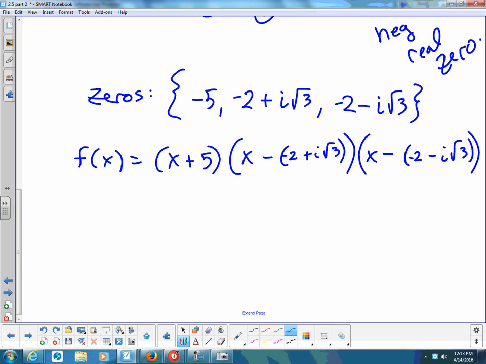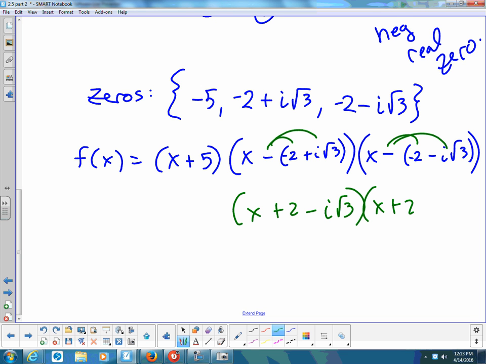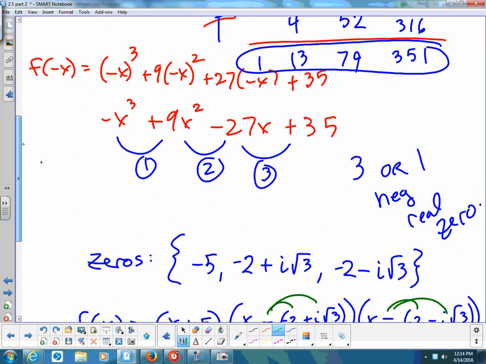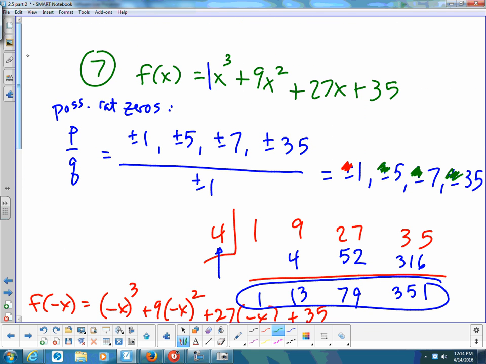And of course, we would want to clean this up a little bit by distributing this negative here, this negative here. So this is going to be X plus 2 minus i√3, and this would be X plus 2 plus i√3, and multiply that by X plus 5. So if you multiply all of this out, all the i's would drop out, and you'd be left with this one. Does that make sense? Okay.